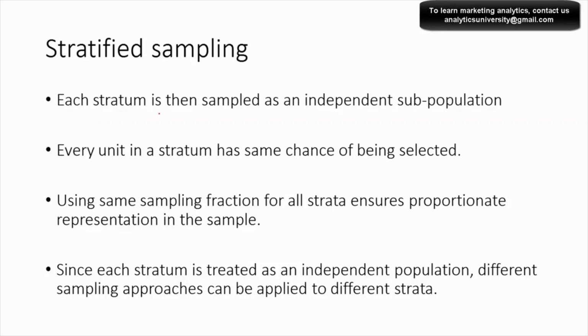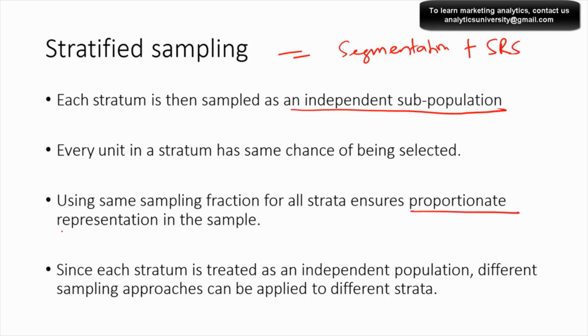Stratified sampling. Each stratum or each segment is sampled as an independent subpopulation. So basically you segment the population and then use simple random sampling. That's stratified random sampling. Stratified random sampling is nothing but segmentation plus your simple random sampling. And the good thing here is that all the segments are well represented in stratified sampling. So you have proportionate representation in the sample.